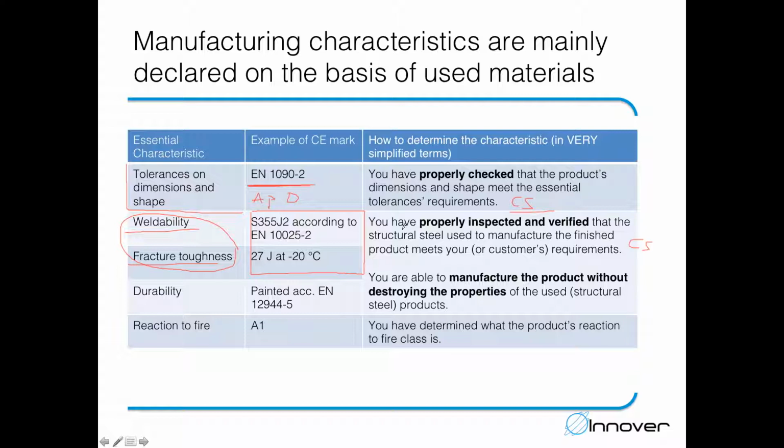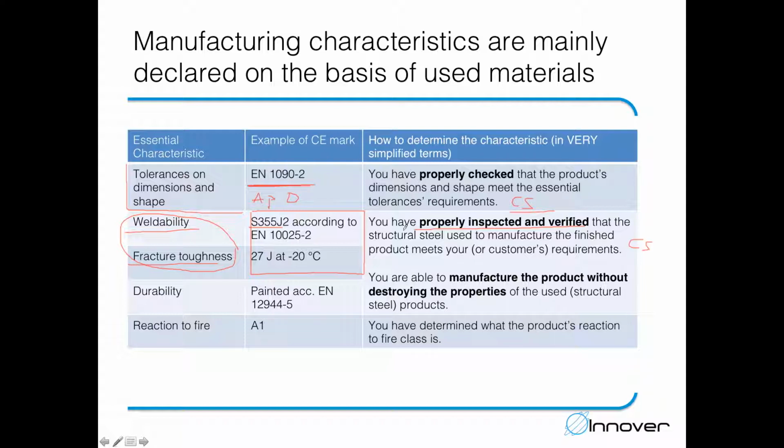And this "properly inspected and verified" means that before you started to use this S355J2 in the manufacturing, you verified and inspected that this steel was actually what it claimed to be. I'm not going to go too deeply into how you can verify and inspect it properly, but here I'm just going to say that you have done it and you're just claiming that you have done it.